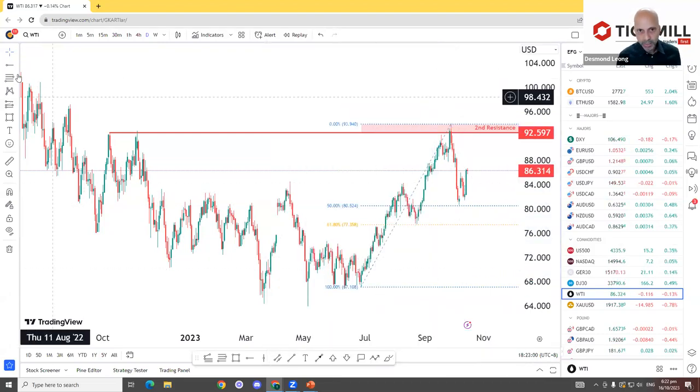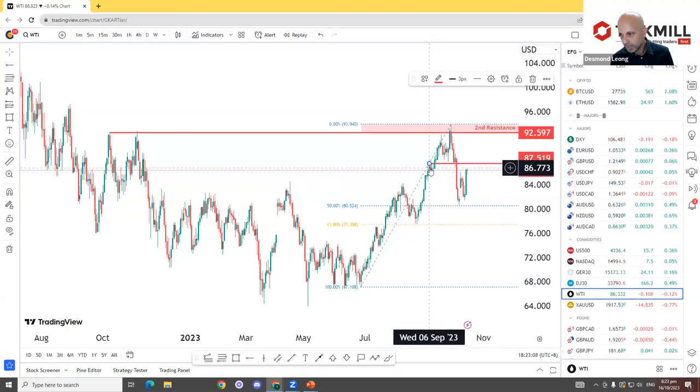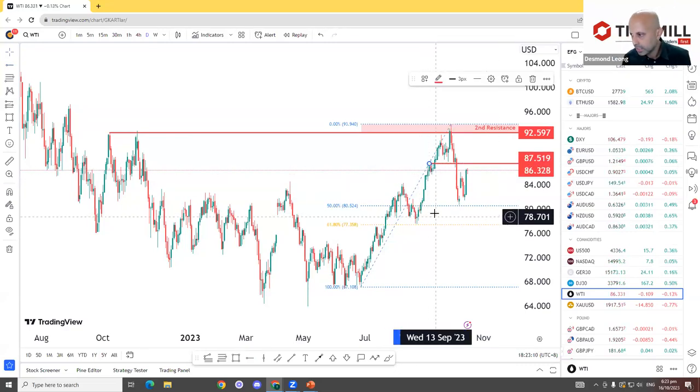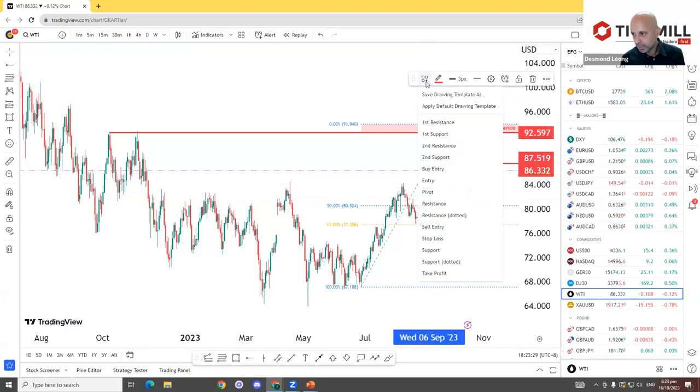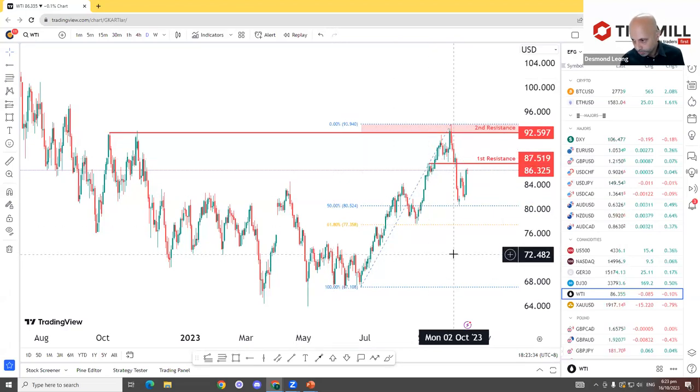To identify the first resistance, I can see a pretty decent overlap here. Price ran into resistance at 87.50 on 6 and 7 September. And then we can argue it found a little bit of support around or just above this level on 21st of September, 26th of September, and again on 3rd of October. So we do see a case for a pretty decent overlap level here, which is what I would like to identify as the first resistance for WTI on the daily time frame.